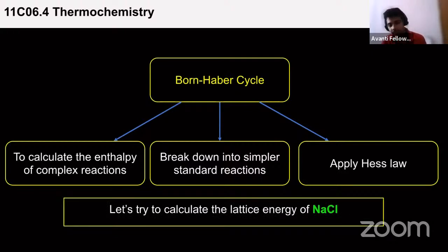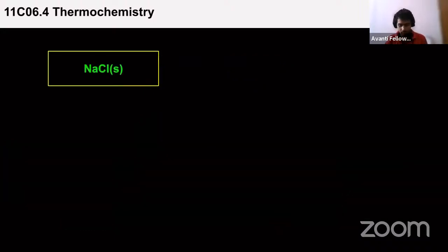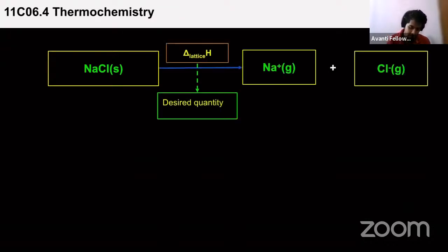Now, let's try to calculate for NaCl, how we are going to take. Whenever you take NaCl solid, what are the steps you follow until it is converted into gaseous ions or until it is converted into an aqueous solution? First thing, let's see lattice energy. Lattice energy is when we are converting NaCl solid into Na plus ions in gaseous state and Cl minus ions in gaseous state. This is our lattice energy. This is what we need to find out.